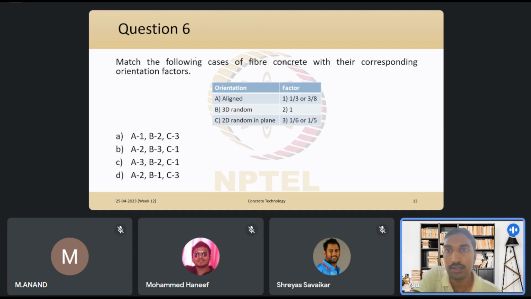Question number 6 is a matching question. We are given the different orientations of fiber in fiber concrete, and also different factors for the orientation efficiency. We have orientations as aligned, 3D random, and 2D random in plane, and the efficiency factors as 1 by 3 or 3 by 8, 1 by 6 or 1 by 5. We have to match the right factors to the right orientation. The options are A with 1, B with 2, C with 3; A with 2, B with 3, C with 1; A3, B2, C1; and A2, B1, and C3.